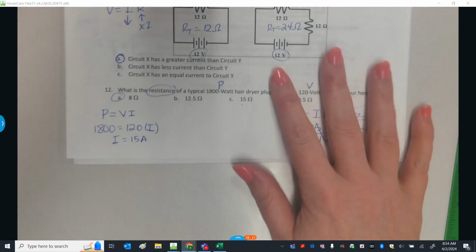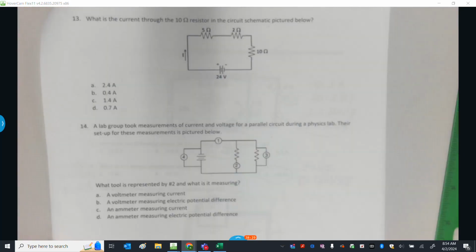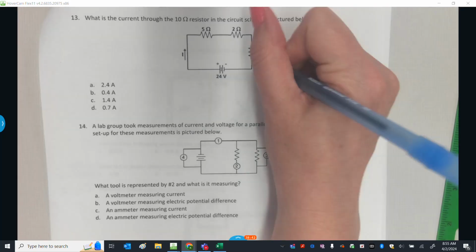All right, we're almost done. 2 left. Here is number 13. Number 13 says, what is the current through the 10 ohm resistor in the circuit schematic pictured below? So this is a series circuit with 3 resistors, and it wants to know what the current is in this 10 ohm resistor.